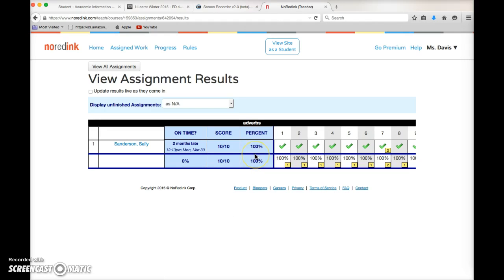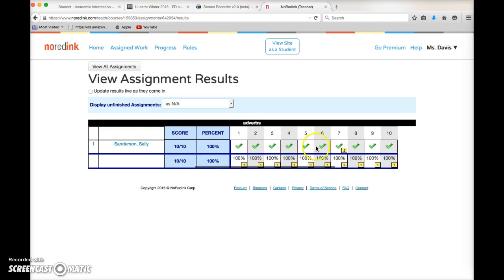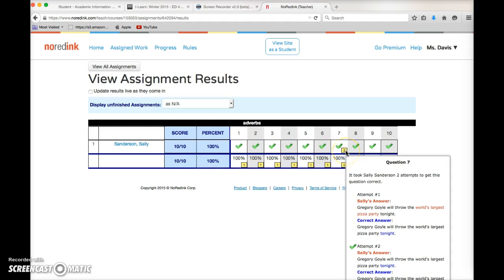You're going to notice that her score here is different than her score on the other page, because this shows the first practice. This shows her highest score that she got. But you're going to notice even though she got check marks across the board saying that she got them right, there's a little 2 right here. That means that it took her 2 attempts to get the answer correct.